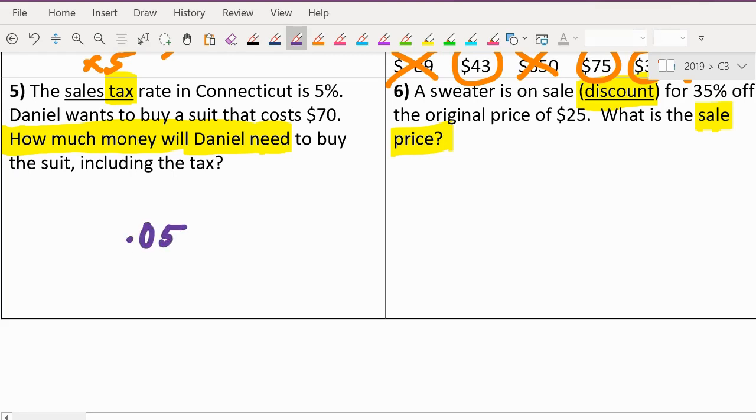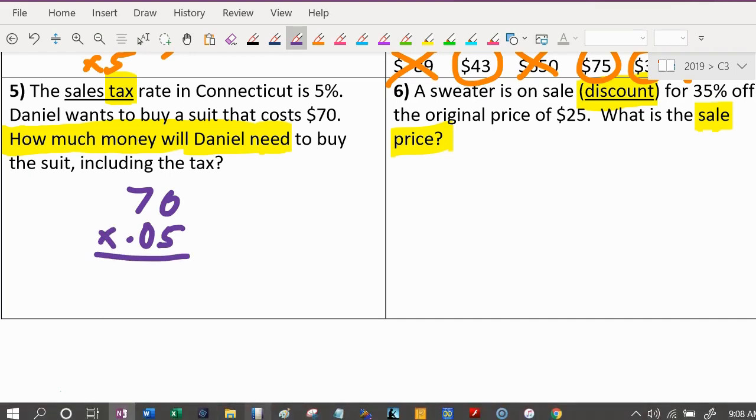0.05. Right, so 70. Actually, the order doesn't matter. You could do 0.05 times 70 or 70 times 0.05. It doesn't matter. All right, so let's find out what that is.